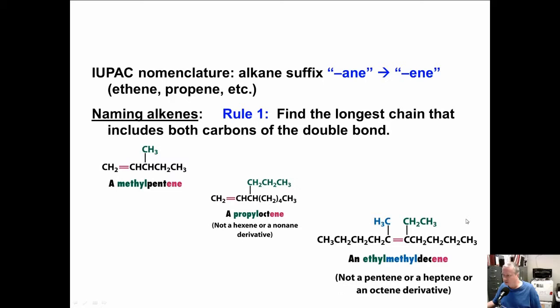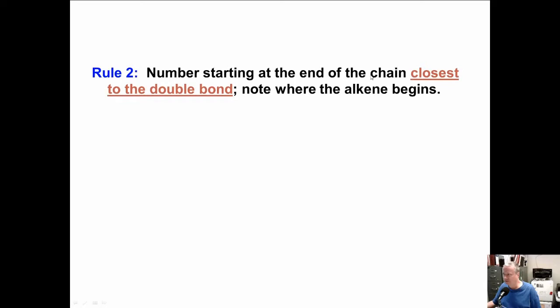So it's not a pentene or heptene derivative or octene derivative, which are other ways you could count through these. You're going for the main chain that contains both carbons of the alkene. All right, rule number two is number starting at the end of the chain closest to the double bond and noting where the alkene begins.